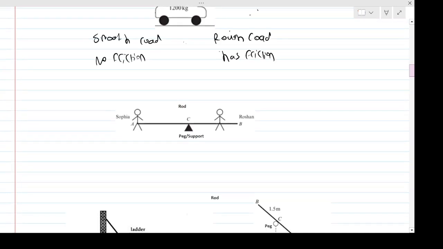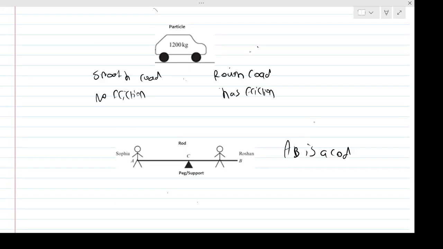Now, I want to look at rods. So, rods are now a line, right? This line AB, the line AB is a rod, okay? The whole line A to B is a rod. And for example, in year 2, we will be looking at seesaws, right? So we have two people on the seesaw here. So the seesaw itself is modelled as a line. It's modelled as a rod, okay, this line here.